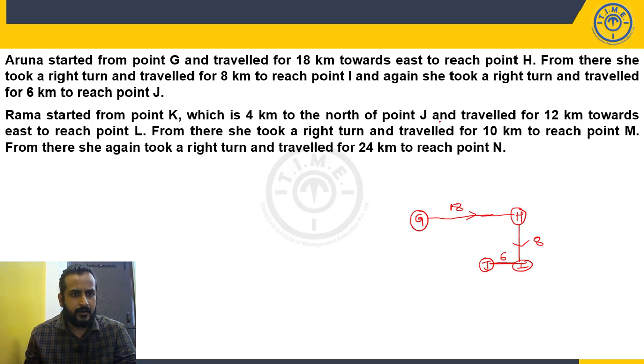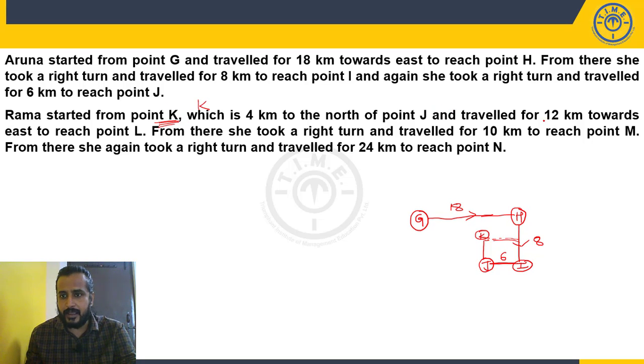Now, Rama started from point K, which is 4 kilometers to the north of point J. First of all, we should know where point K is. K is 4 kilometers north of J. J is here, so 4 kilometers north. Exactly it will be the middle, because the distance is 8. So it is the middle. So which point is it? Point K, which is 4 kilometers to the north of J. And Rama started from point K.